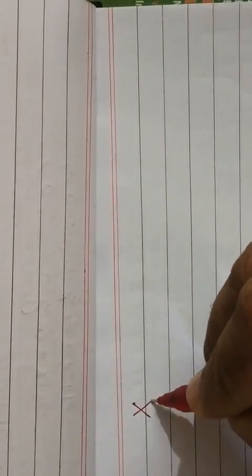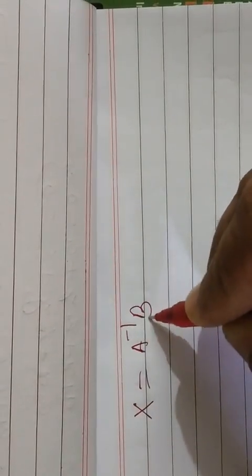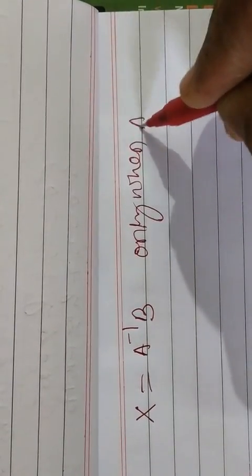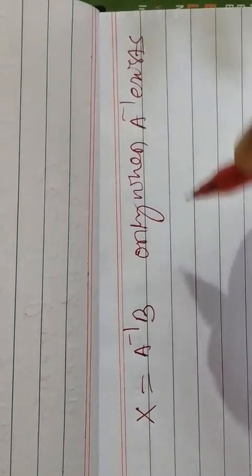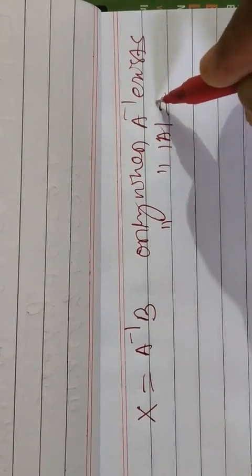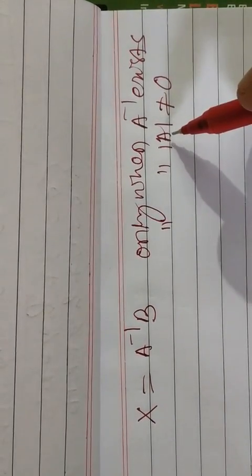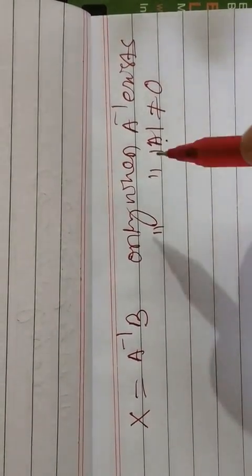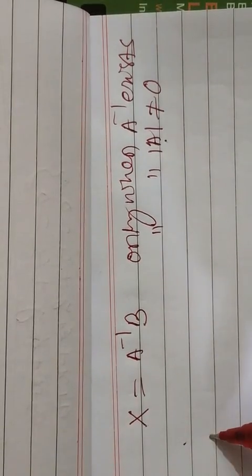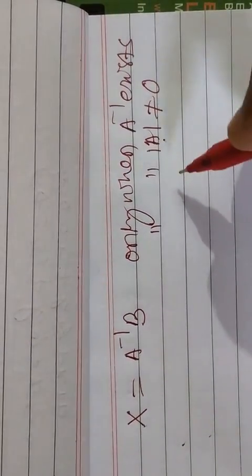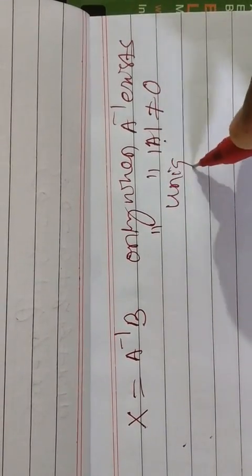Now for a system of linear equations, what did I get? X equal to A inverse B only when A inverse exists. When A inverse exists, that is only when the determinant of A is not equal to 0, or matrix A is non-singular. And in this situation we shall get x, y, z as single values or unique values. Therefore in this situation we get a unique solution.